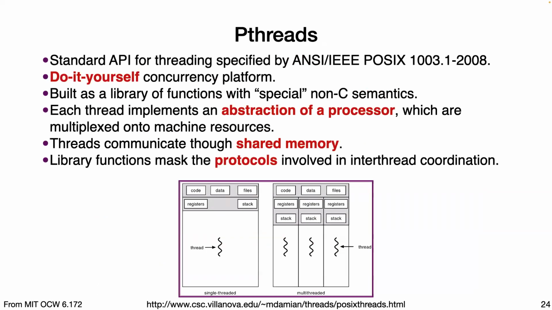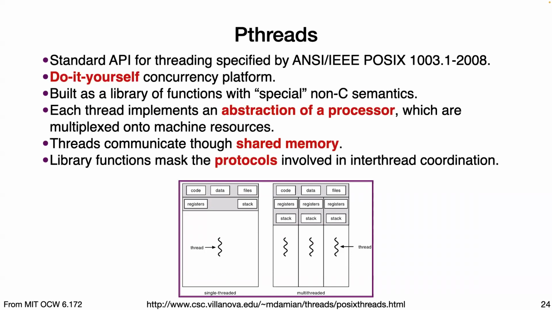So pthreads is one of the older ways to do multi-threaded programming. It's the standard threading API. Everybody pretty much has it if you have an x86 processor. And it is a bit more do-it-yourself than other concurrency platforms, in the sense that you'll see in the code that it's more manual than the other ones. You have to manually create the threads and tell them what to do, whereas things like OpenMP are easier to program.